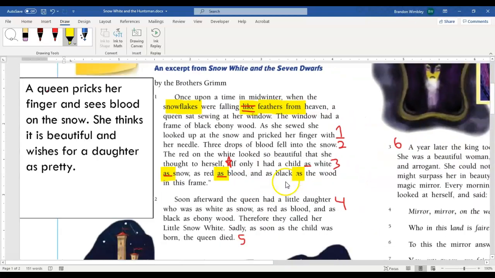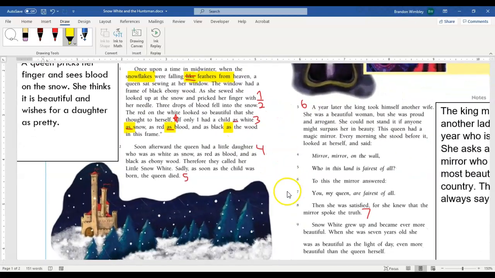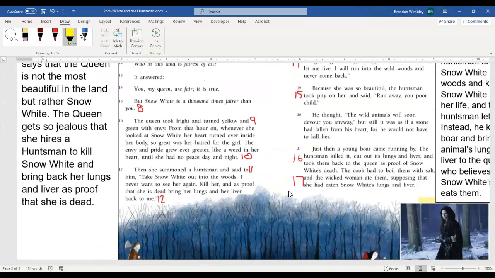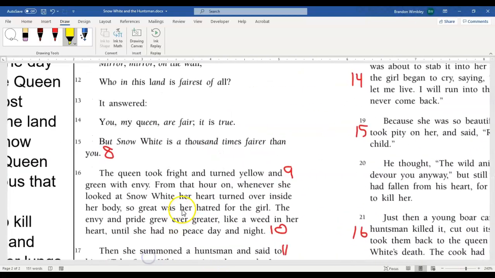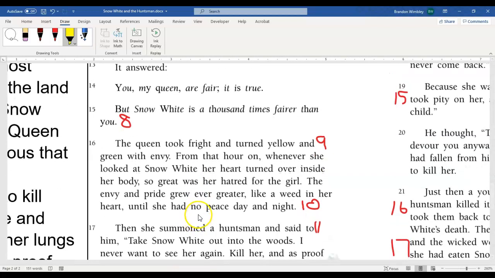Well, if we head on over to paragraph 16 on our next page, we're going to see some as well. So let's zoom in now to paragraph 16 and see if we can find some there. The queen took fright and turned yellow and green with envy. So what do we see here? Some good imagery, but there's no simile. So let's keep reading and see if we can find one in this one. Let's go to this bottom because I noticed this like jumps out at me.